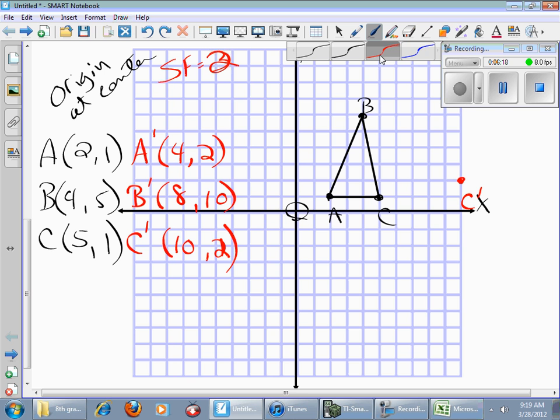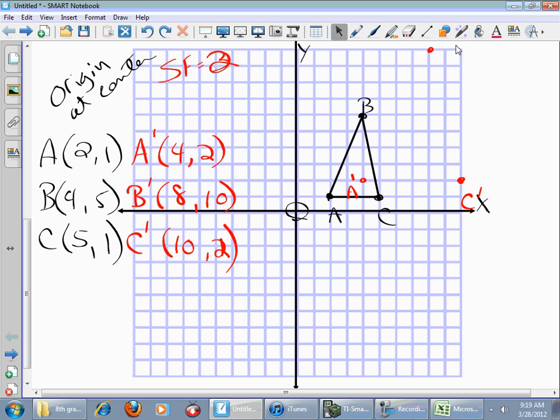A prime will be at 4, 2. 1, 2, 3, 4, 1, 2. There's A prime. And then B prime jumps all the way up to 8, 10, which is right there. B prime. And I'll connect my triangle. And that one's a little curved in, but it looks like a larger version. Okay, again, the area increased 4 times because the base got bigger by 4 and the height got bigger by 4. Excuse me, the base got bigger by 2 and the height got bigger by 2. 2 times 2 is 4.